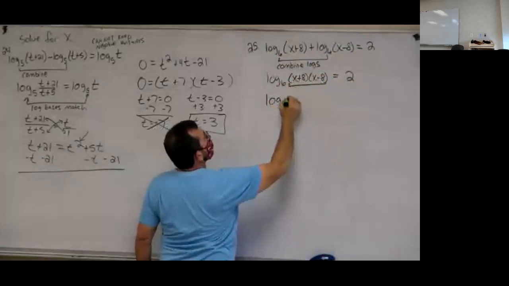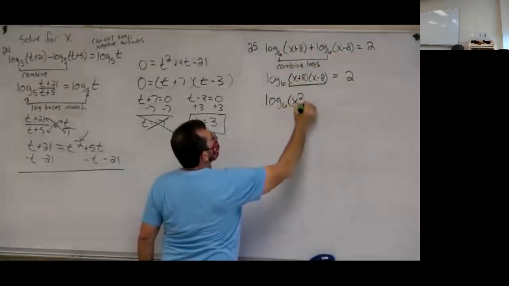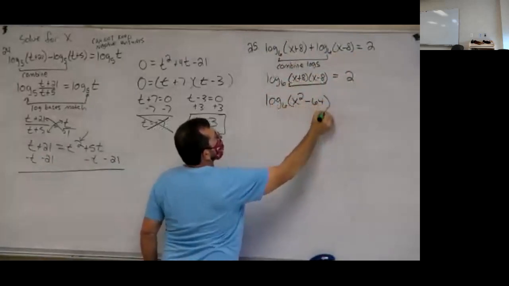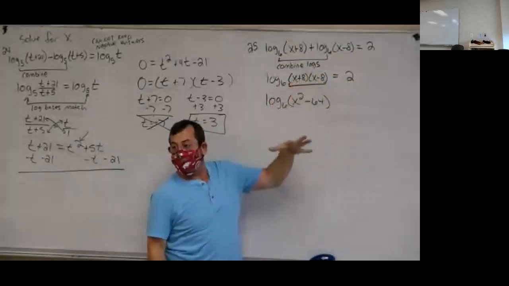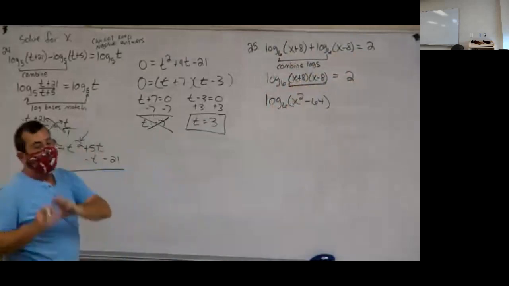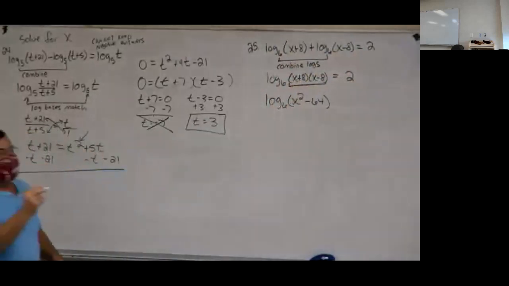If you FOIL that out, you would end up with x squared minus 64, because the 8x and the negative 8x will cancel out and make a 0 in the middle. All this is still equal to 2.